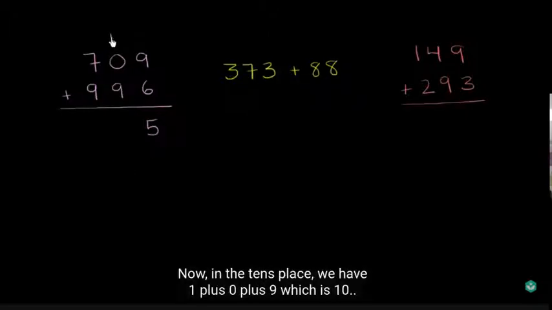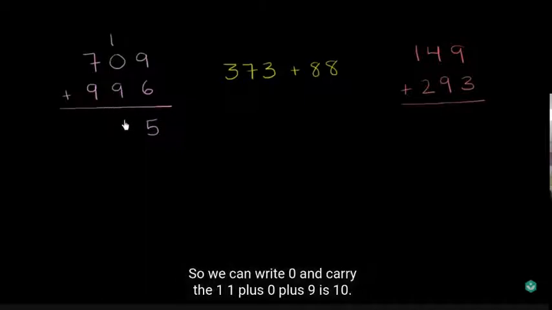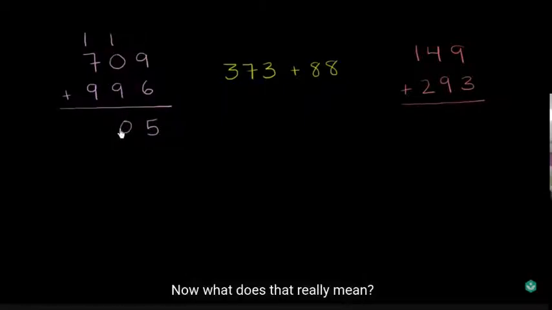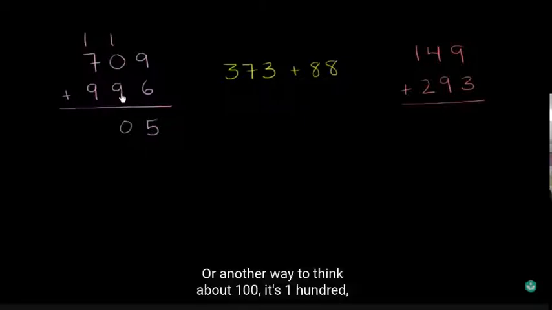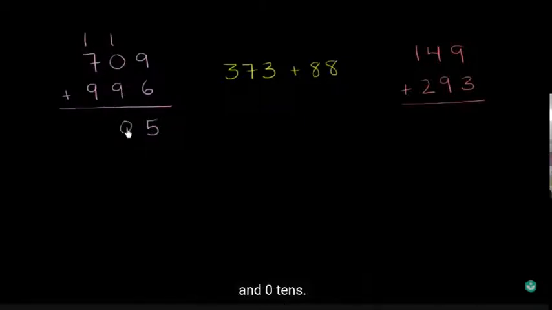Now, in the tens place, we have 1 plus 0 plus 9, which is 10. And so we can write 0 and carry the 1. 1 plus 0 plus 9 is 10. Now, what does that really mean? Well, this is 1 ten plus 0 tens plus 9 tens, which is 10 tens. 10 tens is 100. Or another way to think about 100, it's 100 and 0 tens. So that's all that carrying represents.